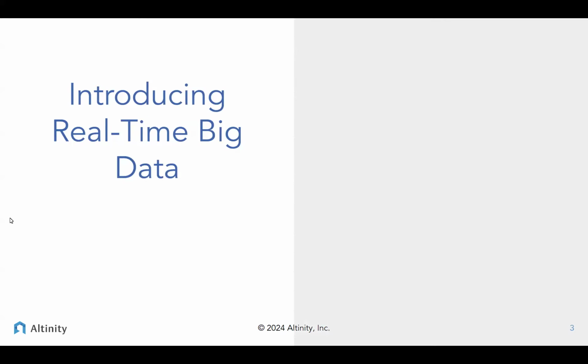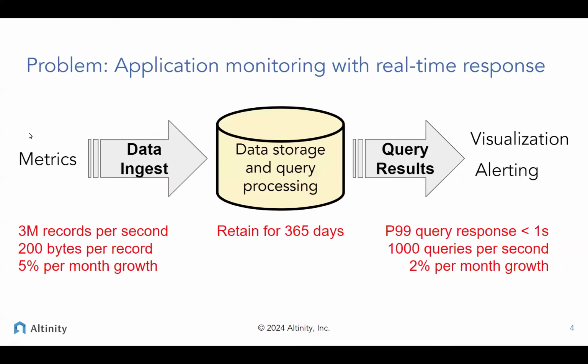So in this first section, I'm just going to briefly introduce real-time big data and some of the problems that are now arising in systems that we see. Let's have a look at a specific problem. Application monitoring is one of the most popular use cases for ClickHouse these days. You may be building a system where you're collecting metrics from applications that you're running in your own data centers or VPCs. You're ingesting them into a database like ClickHouse, and you're enabling query on them, including visualization, alerting, and other types of consumption.